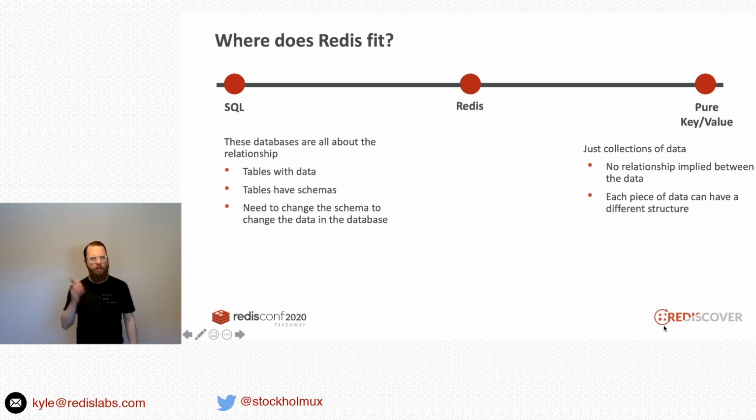Now, Redis is not a pure key value store. It kind of sits in between these two ends of the spectrum, and has data structures, and we're going to get into that in just a moment, which really define how things are stored in the database and how they're retrieved, and the commands in which you can use them. So it's really kind of an interesting part of the spectrum of databases.